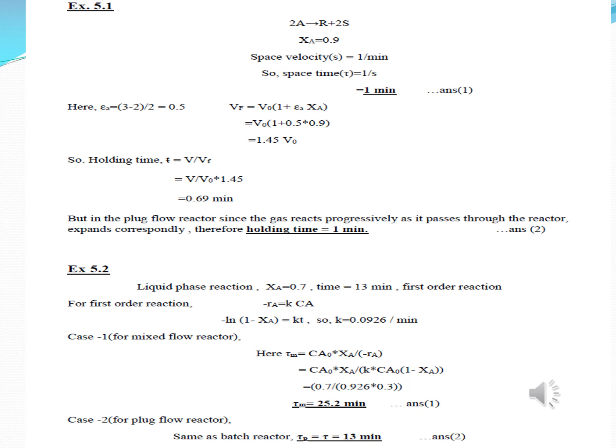So now we know that holding time is tau equal to V by Vf, and V by Vf is V divided by V naught times 1.45. We put these values. Now V by V naught is 1, that's the space time. V by V naught is 1 and equal to space time, and 1 divided by 1.45 we get the answer, 0.69 minutes. This is the holding time. But in the plug flow reactor, since the gas reacts progressively as it passes through the reactor and expands correspondingly, the holding time is 1 minute.